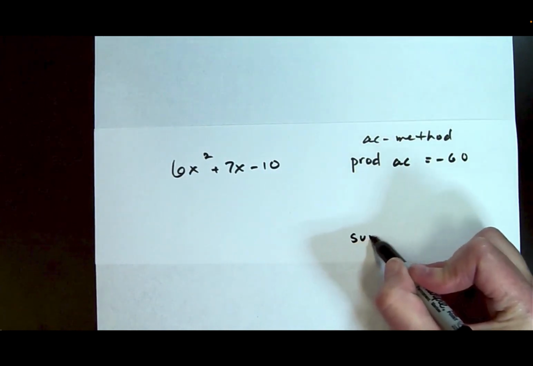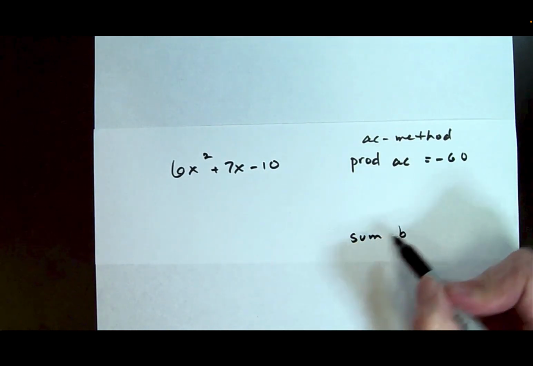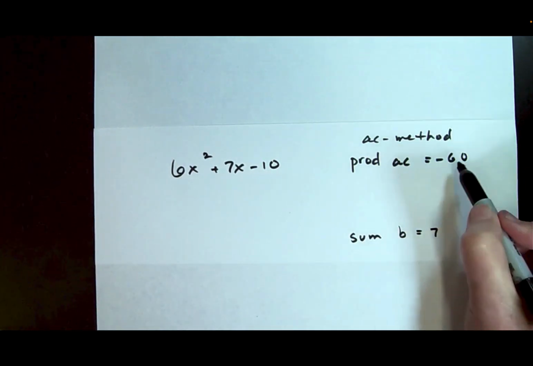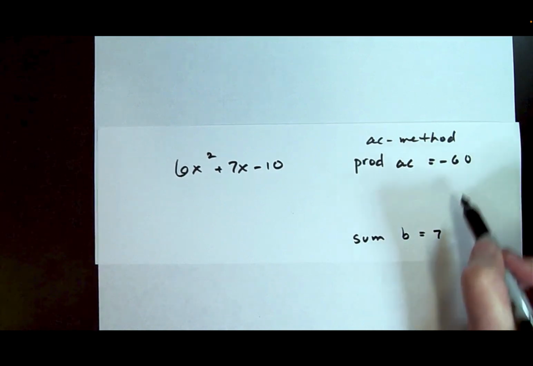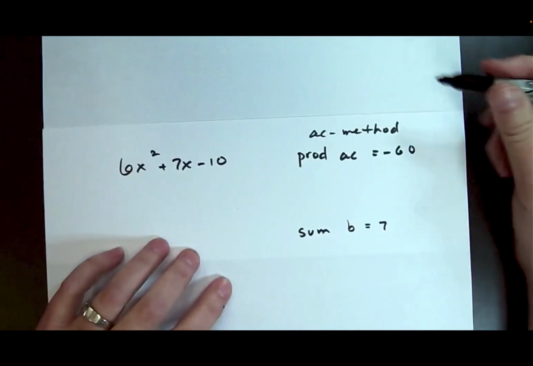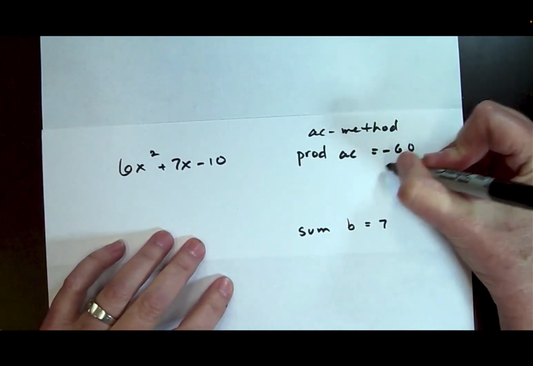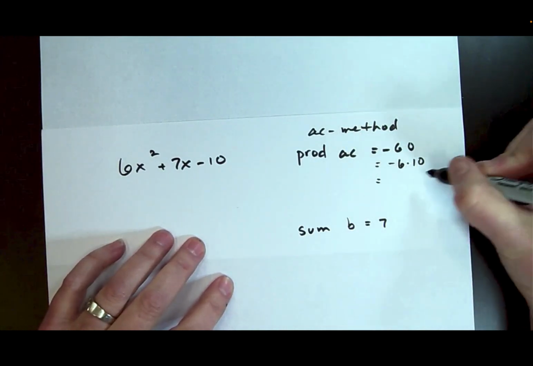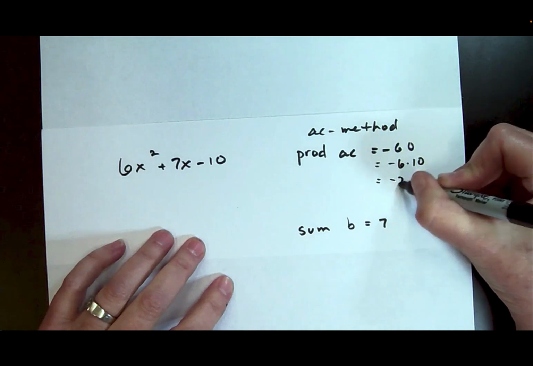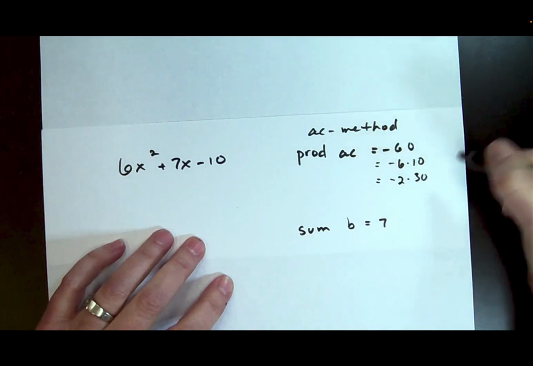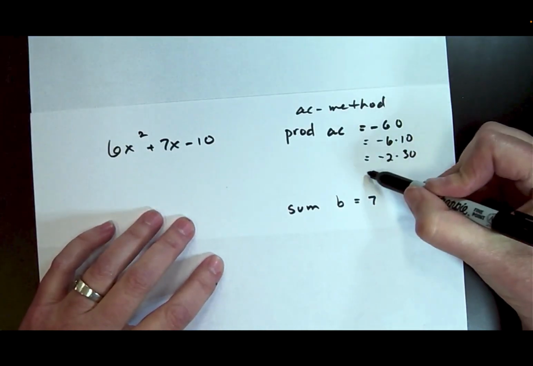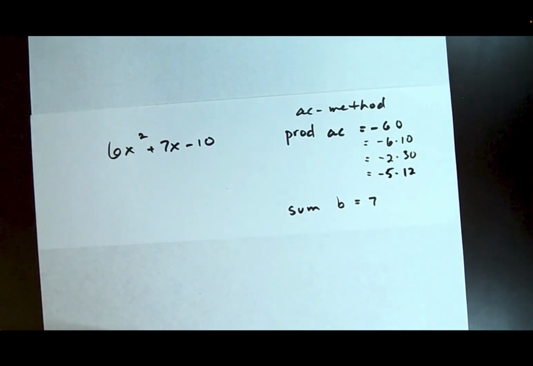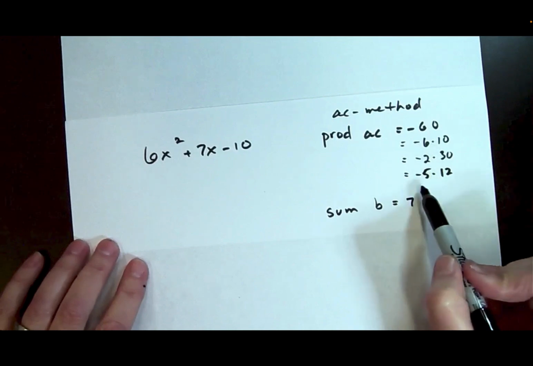And those two numbers have to have a sum of B, the coefficient on the x. So the sum has to be 7. So I'm looking for two numbers whose product is negative 60 and whose sum is 7. Let's see. Would negative 6 and 10 work? No, that's not going to work. What about 2 and 30? No, that's not going to work. How about 5 and 12? That'll work. Now, what, negative 5 and positive 12?